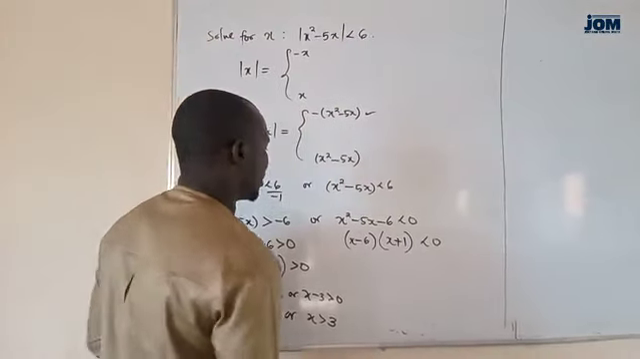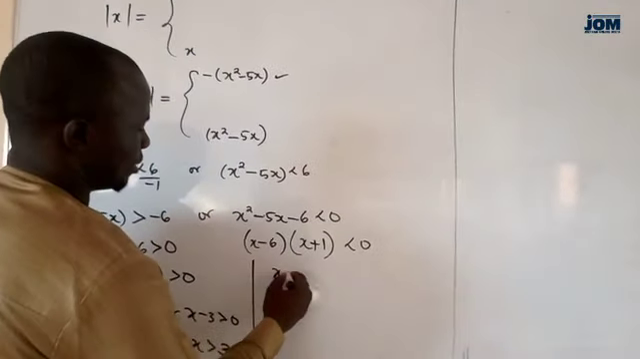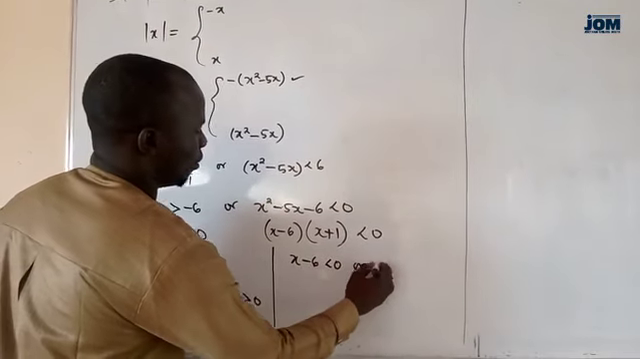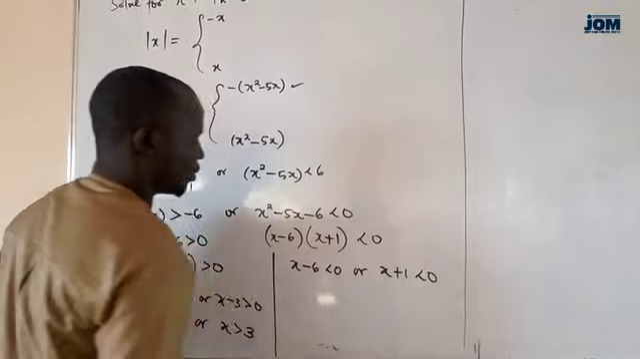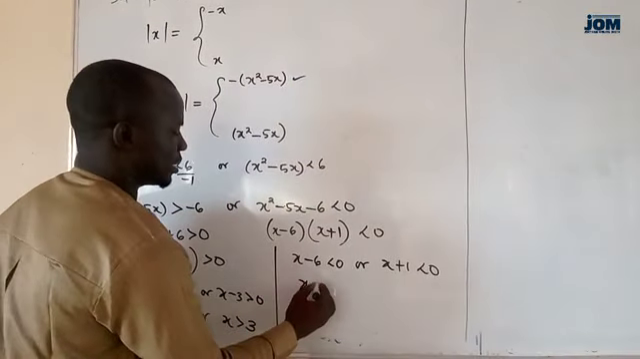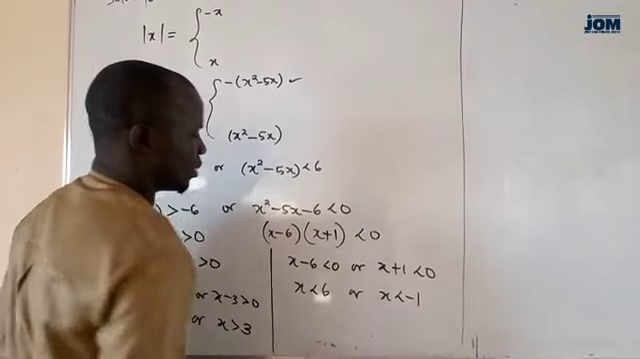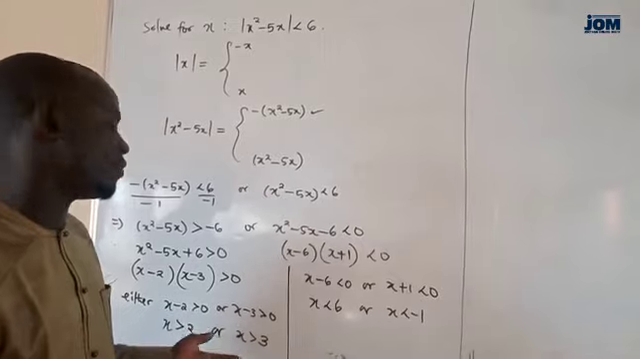Now, when we come back to this side, either x plus 6 is less than 0 or x minus 1 is less than 0. And what this means is that x is less than minus 6 or x is less than 1. Now let us see how the graph will be.